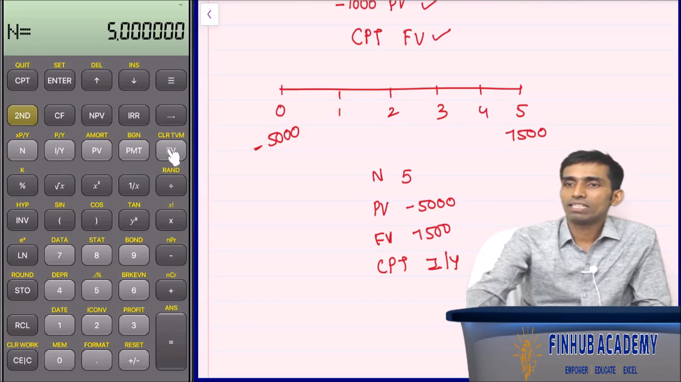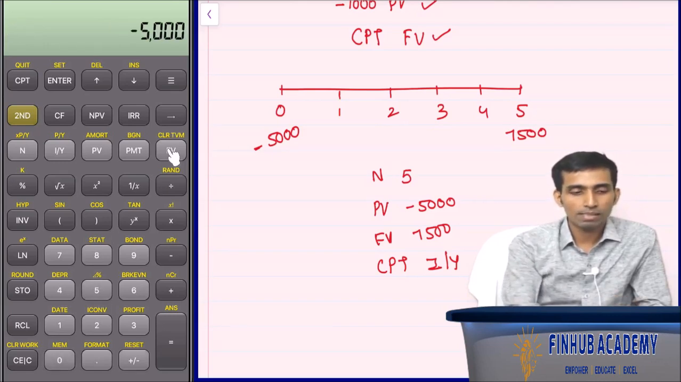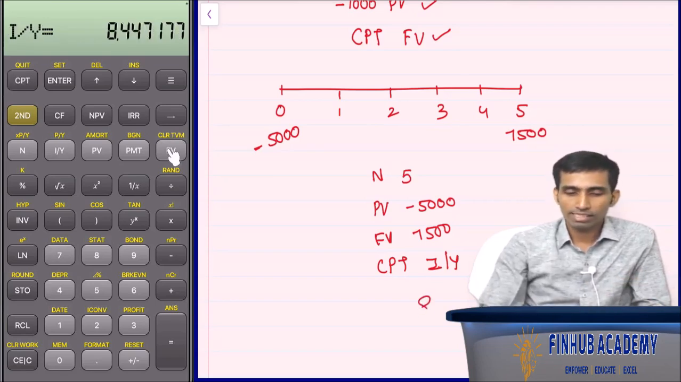5 N, and what do I press? 5000 plus/minus, so it is minus PV. 7500 is my future value, what I will get after 5 years. I'll compute CPT I/Y. So my return is 8.45%.